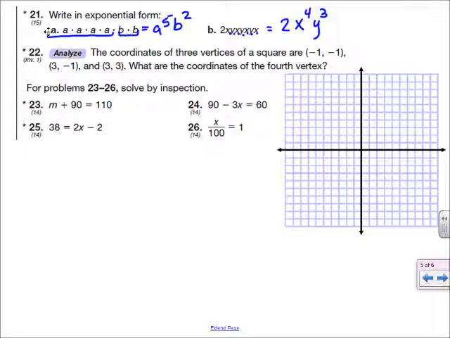The coordinates of 3 vertices of a square are -1, 1, so to the left 1 and up 1; 3, -1, so to the right 3 and down 1; and 3, 3, to the right 3 and up 3. What are the coordinates of the fourth vertex? Well, if this is going to be a square, it's got to be a straight line from the other 2 points here, which would mean that the coordinates are negative 1, because I go to the left 1, and then I go up 3. So negative 1, 3.